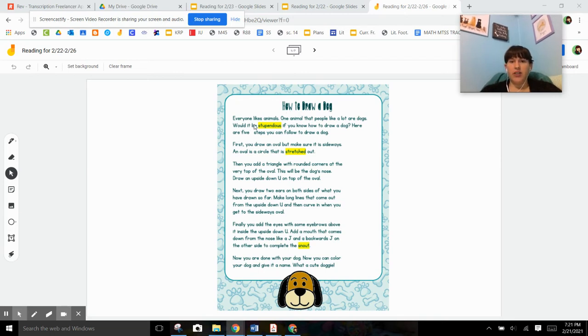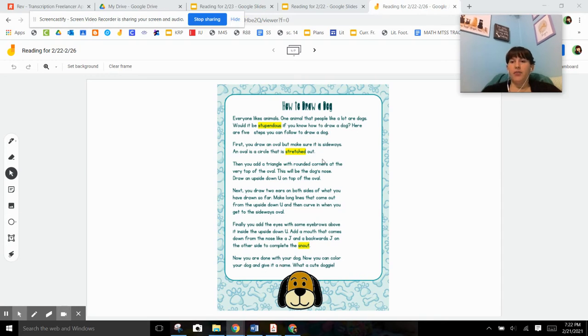So it says, everyone likes animals. One animal that people like a lot are dogs. Would it be stupendous if you knew how to draw a dog? So wouldn't it be great and grand and amazing and awesome and say, wow, if you knew how to draw a dog? Here are 5 steps you can follow to draw a dog. So 1, 2, 3, 4, 5 steps right here for you to follow to be able to draw a dog.